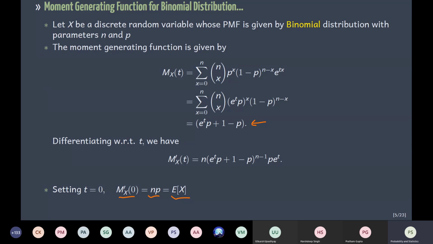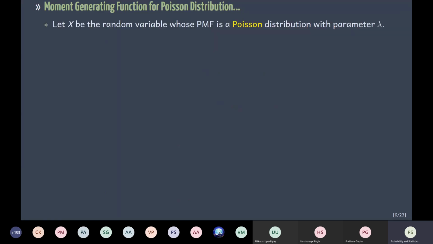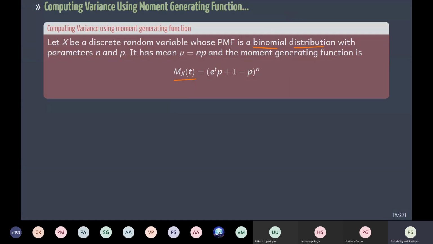So M_X prime of t is n (e^t p plus 1 minus p) to the power n minus 1, times p e^t. If I note down this, now I will do a further derivative of this. So we recall that the first derivative is: M_X prime of t is n (e^t p plus 1 minus p)^(n minus 1) p e^t.